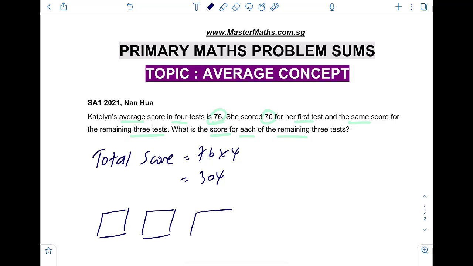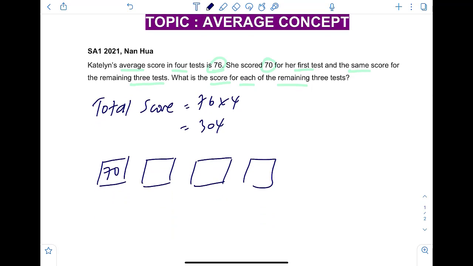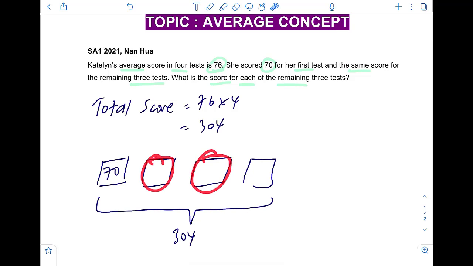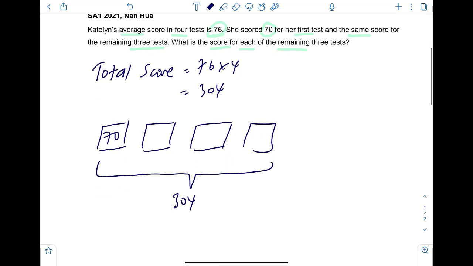So let's say this is the 4 tests, okay? And for the first test, she scored 70, right? Total for the 4 tests, 304. And all these 3 remaining tests will be equal. So what we can do is take 304, subtract away 70 first, to find the total for the 3 tests.